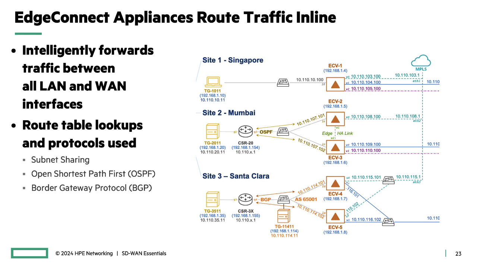Subnet sharing is used between appliances to exchange information about locally attached subnets via IPsec tunnels. Appliances also support the BGP and OSPF routing protocols and can peer with third-party routers and Layer 3 switches, enabling them to learn additional routes and advertise routes known to the EdgeConnect appliances.